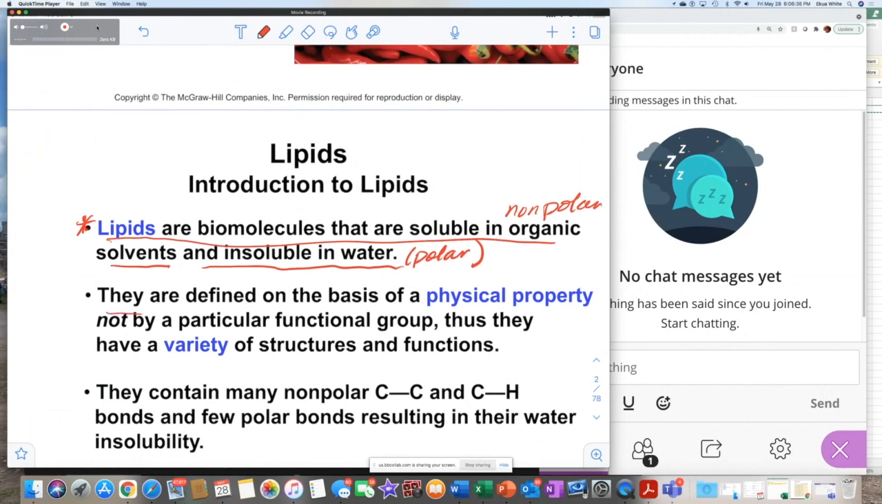Lipids are defined on the basis of the physical property, not by a particular functional group. Thus, they have a variety of structures and functions. So we have a lot of different lipids out there. And for the group that are studying it, the biochemists, they group them based on similarities in physical properties, not based on functional groups. Okay? So all lipids contain many nonpolar carbon-carbon bonds and carbon-hydrogen bonds. We've mentioned this before. We're mentioning it again in this context because it applies here.